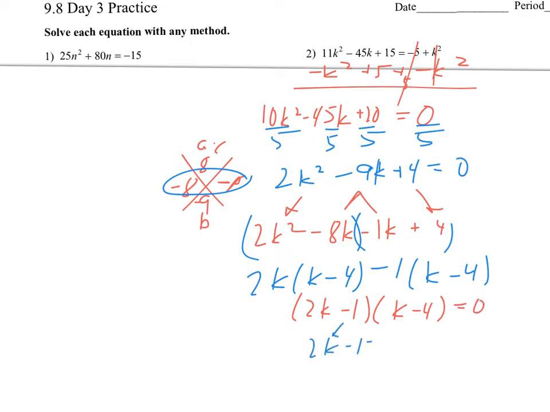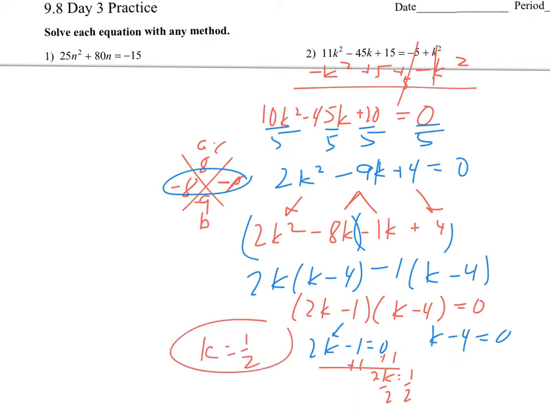So 2k minus 1 equals 0. k minus 4 equals 0. I add 1. 2k equals 1, and k equals 1/2. And then over here I'm going to add 4, and so k equals 4.